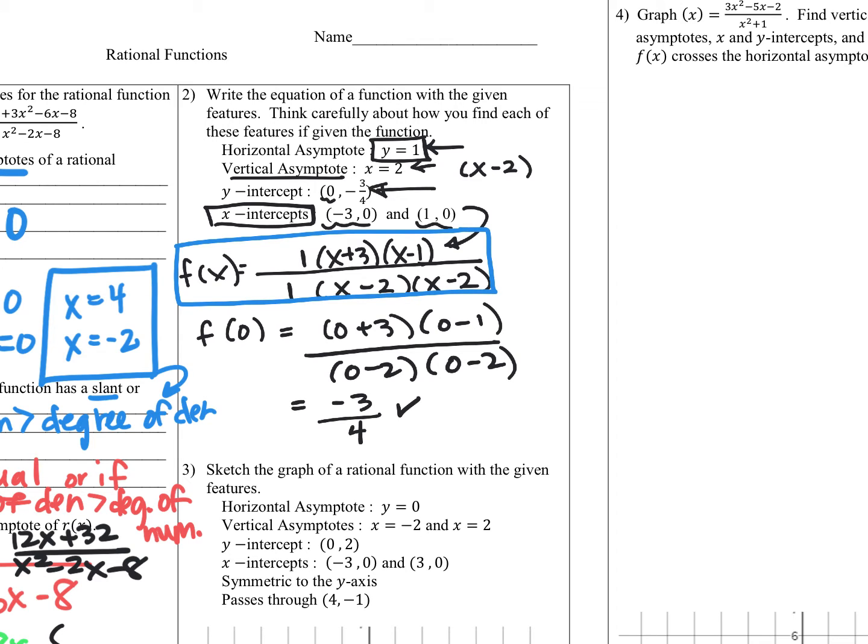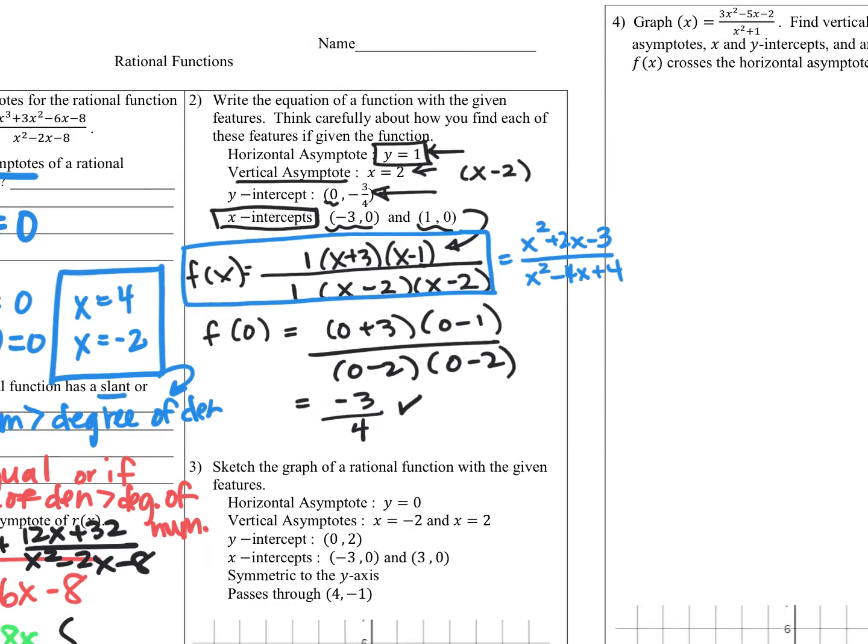If you wanted to, you could multiply it out. So you could say that this is x squared, and we'll get a negative 1x plus 3x, so plus 2x minus 3. Over in the bottom, we'll end up with x squared minus 2x, that'll be minus 4x plus 4. So either one is totally fine. I like to keep it factored just because then you can really clearly see where you're undefined and what your intercepts are. But either way is fine.